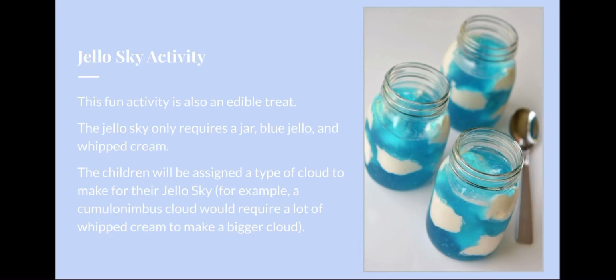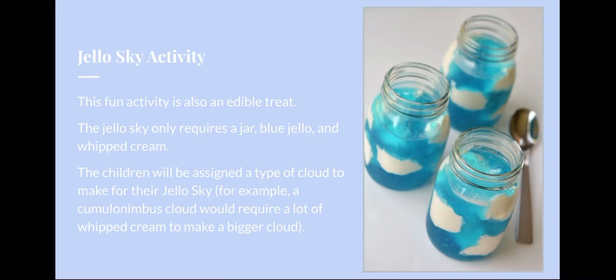The next activity I chose is the Jell-O sky activity. I really like this activity, and I plan on making it because it looks really good. It's an edible treat for the children. It's just a jar with blue Jell-O and whipped cream in it.